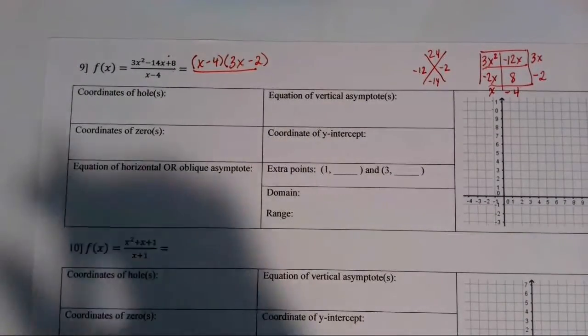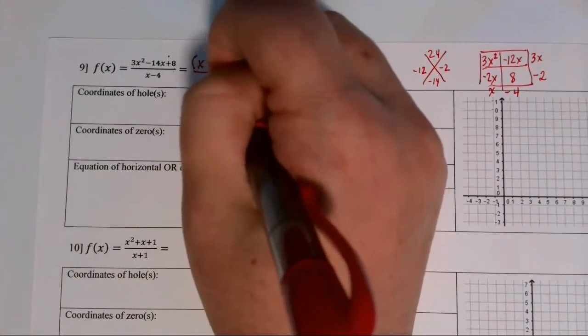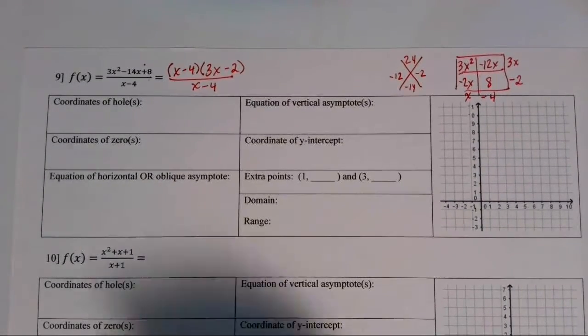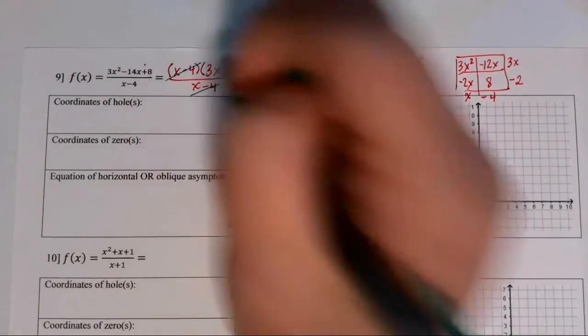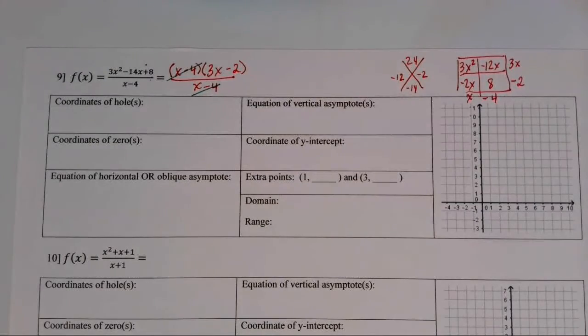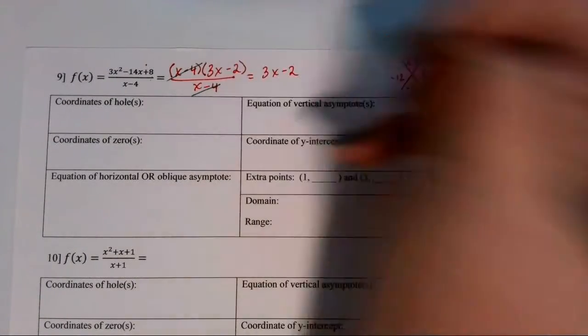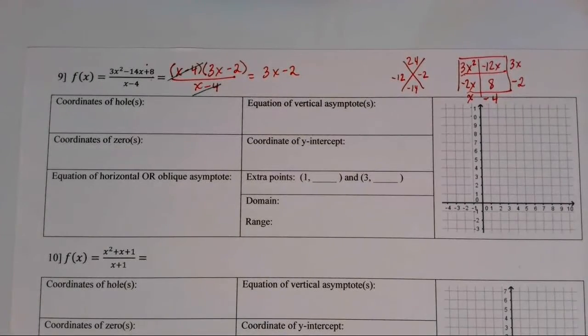Okay, the denominator is already linear, so x minus 4, that doesn't factor any further, and we can see that the x minus 4 will cancel from the numerator and denominator and leave us with just 3x minus 2.